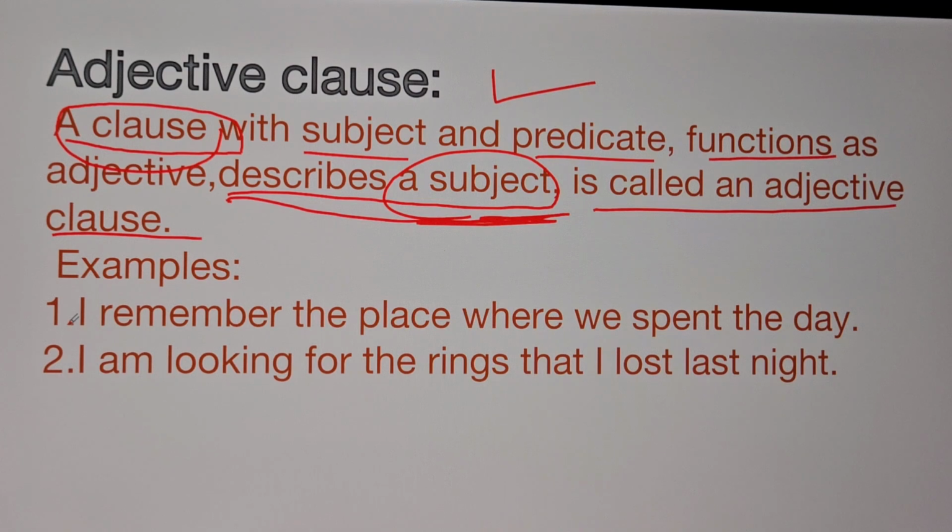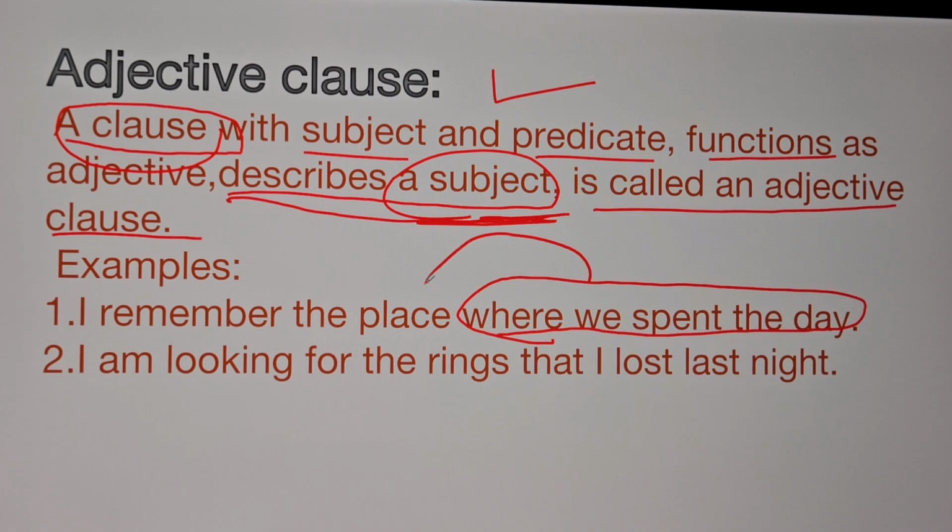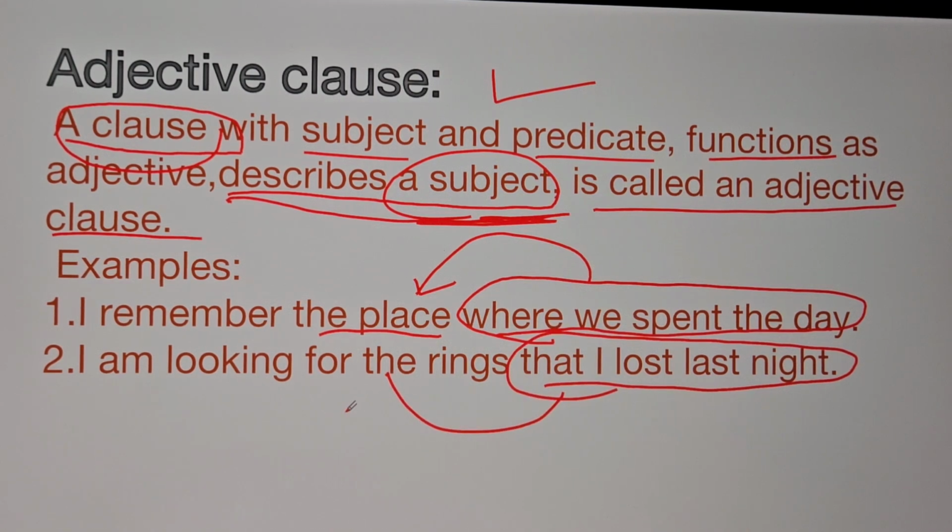For example, I remember the place where we spent the day. So, where we spent the day is the clause here, and this clause describes the place, the noun. And another example, I am looking for the rings that I lost last night. That I lost last night is the adjective clause, and this describes the rings.